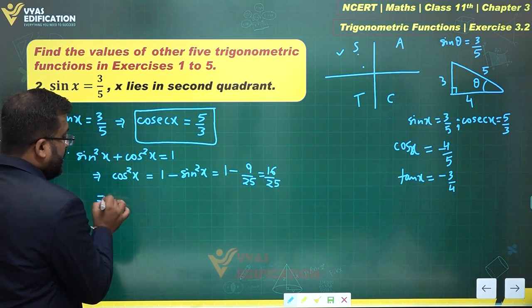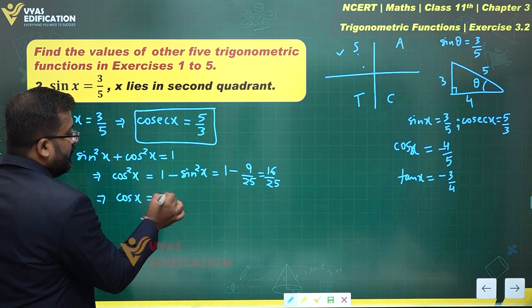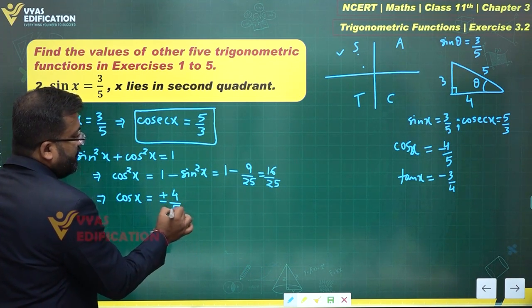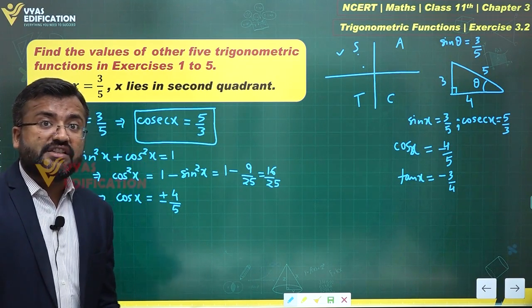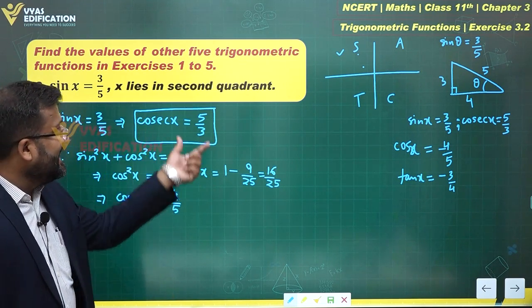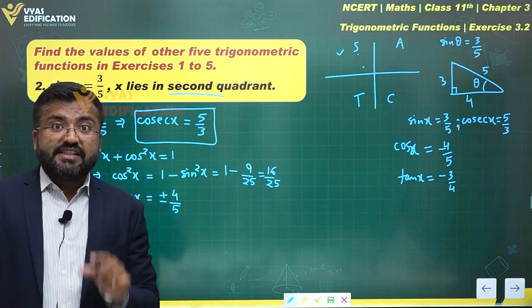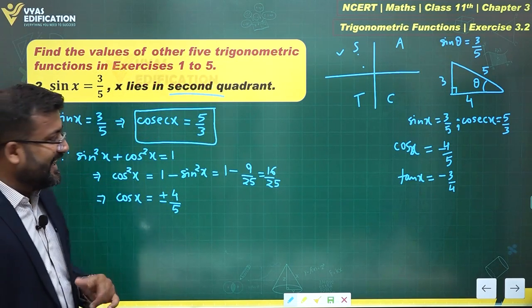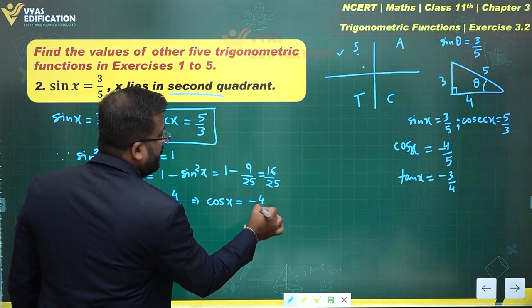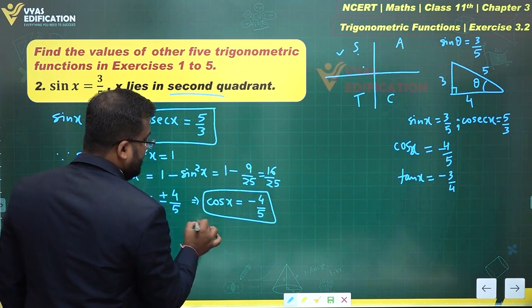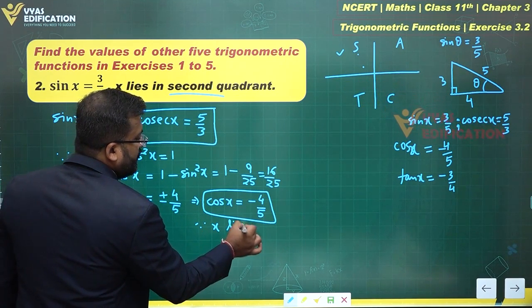So what will cos x be equal to? Cos x will be equal to plus or minus 4 by 5. Which value should we consider? Should we consider plus 4 by 5 or minus 4 by 5? The answer lies in this: in the second quadrant, cos x is negative. So this gives me cos x equals minus 4 by 5, since x lies in the second quadrant.